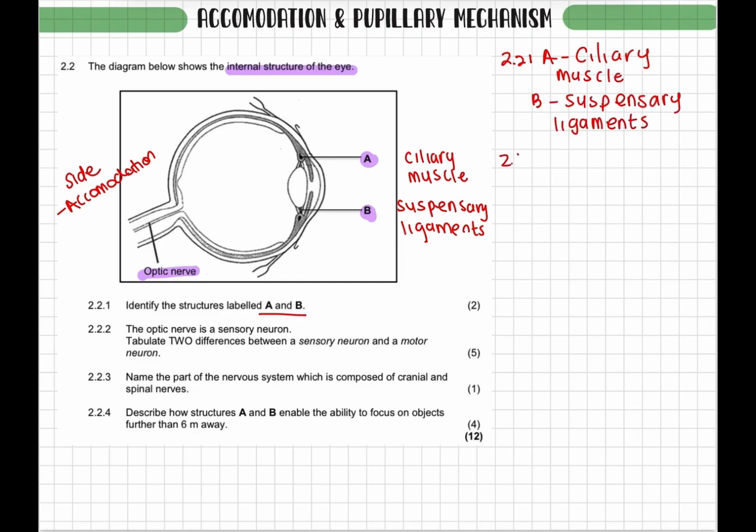AC 2.2.2 and 2.2.3 are not relevant to accommodation, so we'll skip that and go to 2.2.4. It says describe how structures A and B enable the ability to focus on objects that are further than 6 meters away. So that would be distant vision. We did mention that when the object is far, light shouldn't bend even more when it gets to the lens. So it means that the lens is less convex.